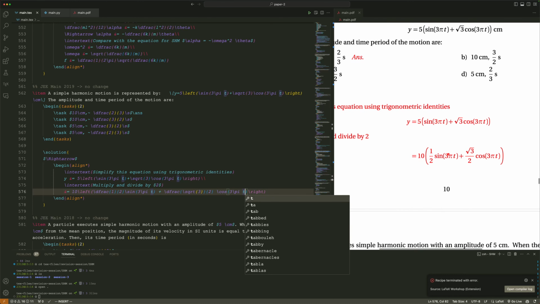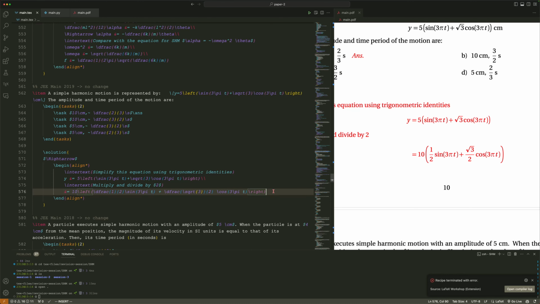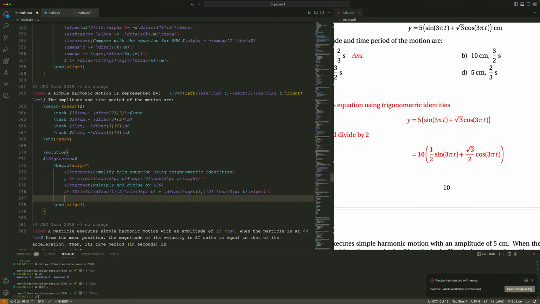So yeah, some may ask why. We want to condense both these terms into a single term, so we can apply sin a cos b plus cos a sin b, and that will condense into a single trigonometric function. So let's continue with that.